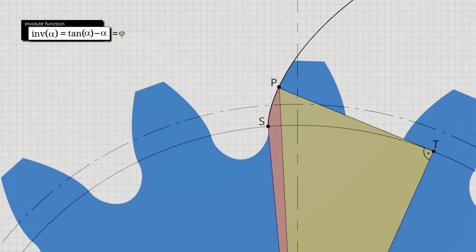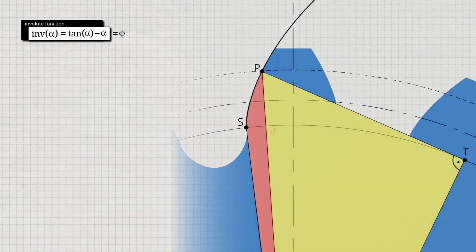Let us use the involute function to determine the circular tooth thickness S on a circle of diameter d. The figure shows the point P on the corresponding involute. For reasons of symmetry, only half of the tooth thickness is considered. The angle phi shown corresponds to the angle resulting from the involute function explained earlier.